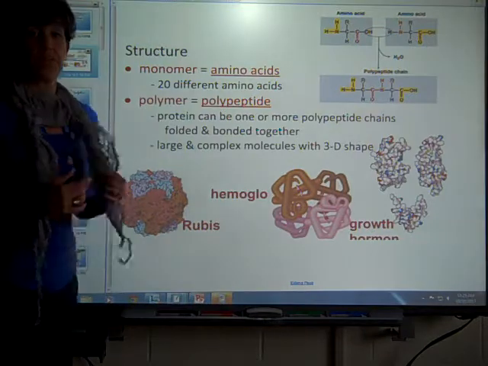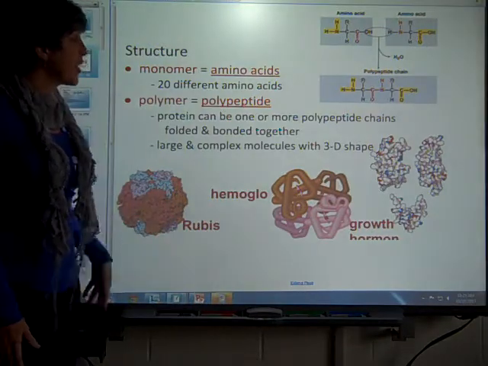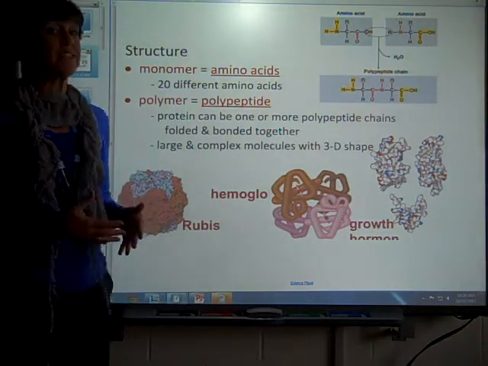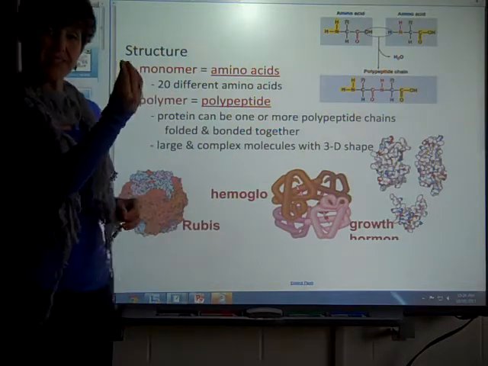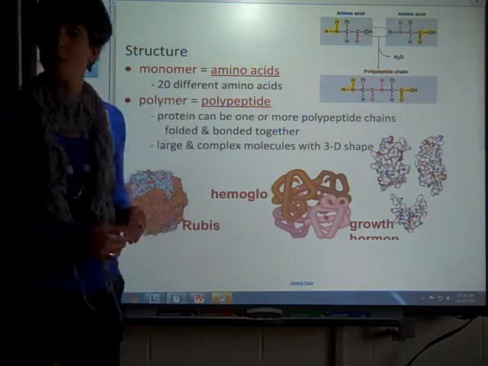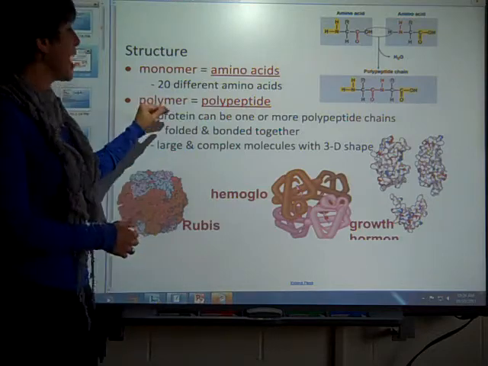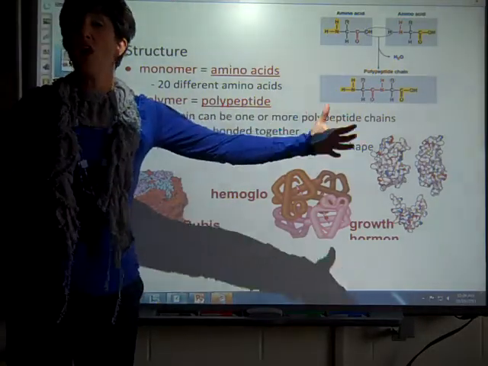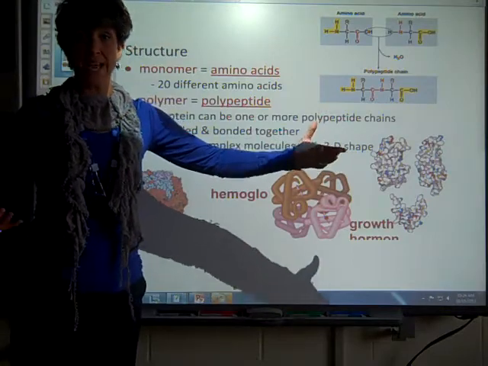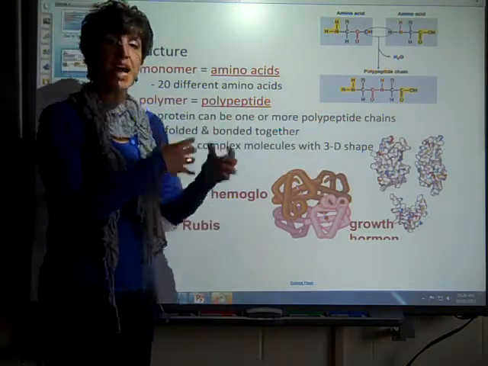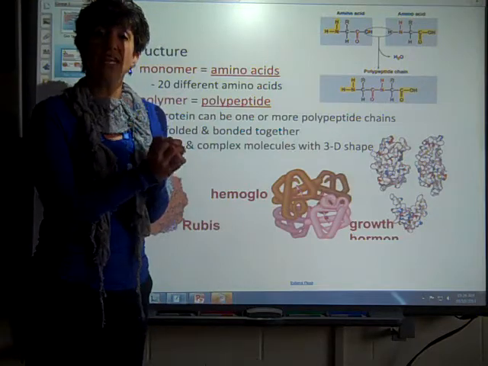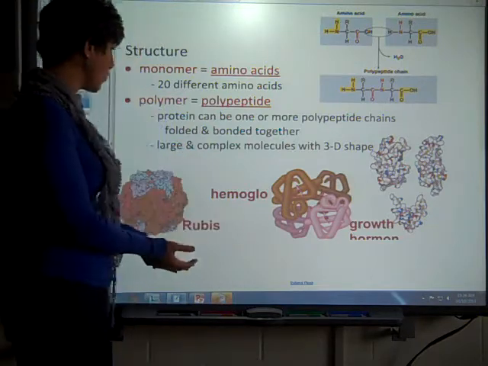All right, structure. I know that many of you could tell me right away the structure or the building block of a protein is an amino acid. So the monomer, the single unit, is an amino acid, and there are 20 different types. A polymer means that we can make a long repeated chain of amino acids, and that is a polypeptide. And when a polypeptide forms and takes on a unique shape, then it is considered a protein.